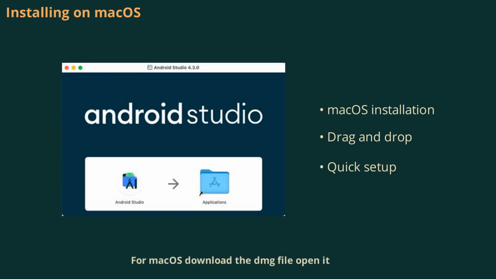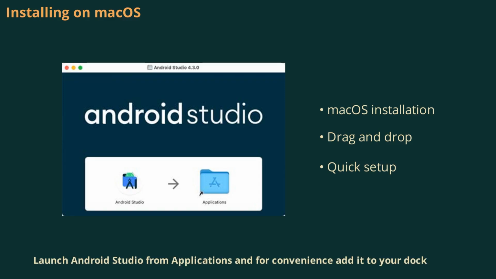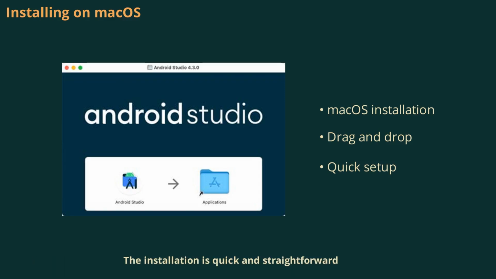For macOS, download the DMG file, open it, and drag the Android Studio icon into the Applications folder. Launch Android Studio from Applications, and for convenience, add it to your dock. The installation is quick and straightforward, making it easy to get started on your Mac.